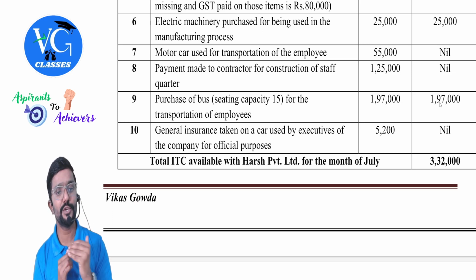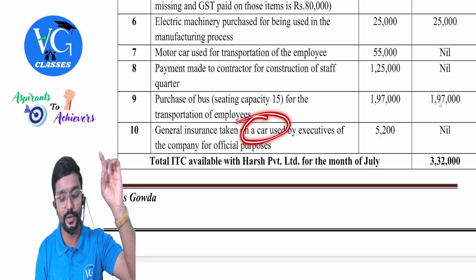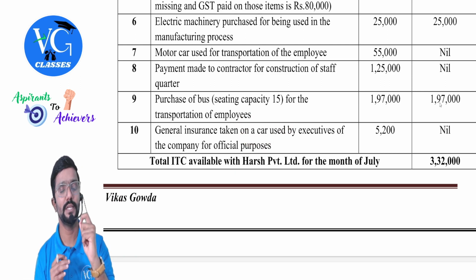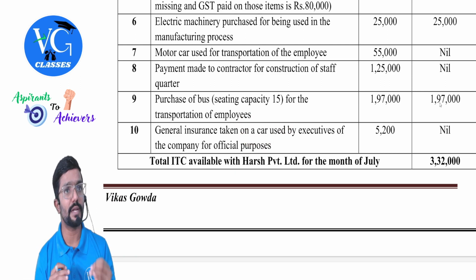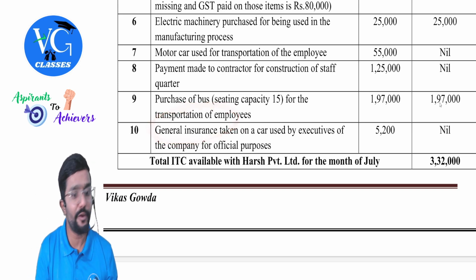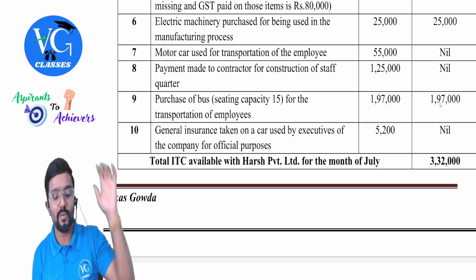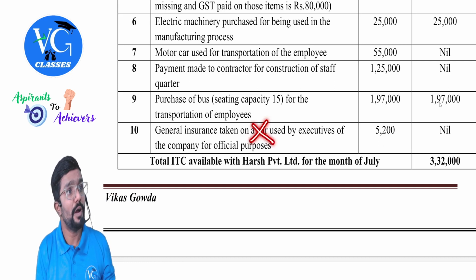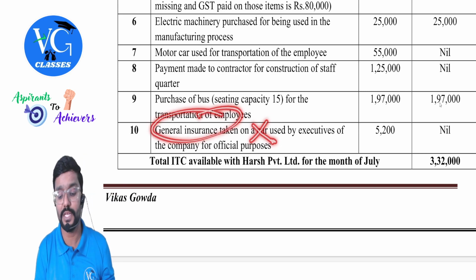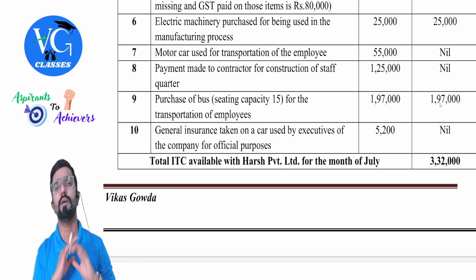Next one. General insurance taken on car. Insurance is taken on what? Car, used by an executive of the company for official purpose. 5,200. Listen. On purchase of car, is credit allowed? No. After purchasing the car, we have taken general insurance. For that, I have paid GST. Is credit allowed? No. Not allowed. Hope you understood. Sir, what if it was a bus instead of a car? On purchase of a bus, is credit allowed? Yes. In that case, even on insurance, whatever GST is paid would have been allowed. But anyway, here it is a car, blocked.